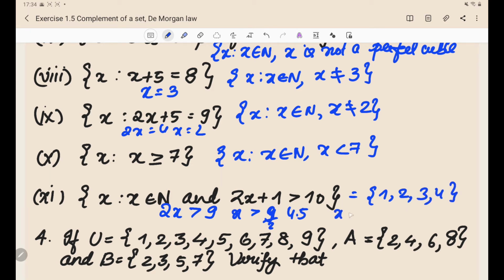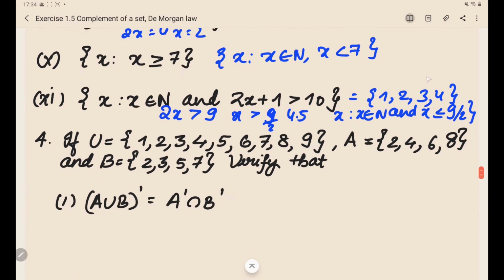Or also you can write that x belongs to N where x is less than or equal to 9 by 2, or you can write x less than or equal to 4 also. This will also give you the same answer. Because 9 by 2 is 4.5 and the natural number less than that is 4. Obviously 4.5 is not a natural number, right? So this is the answer for problem number 3.